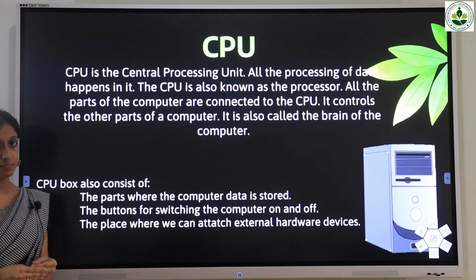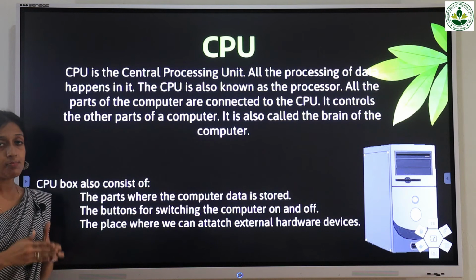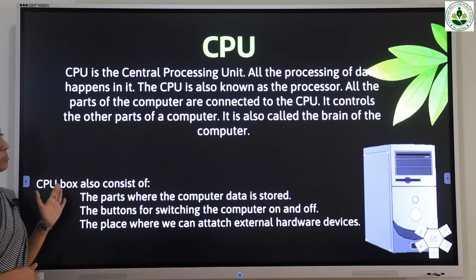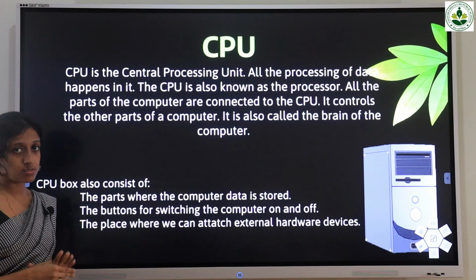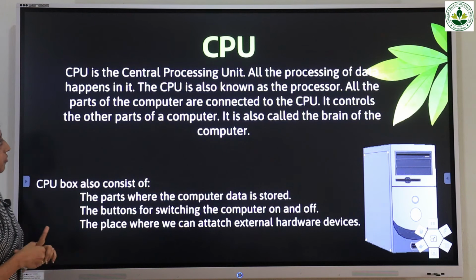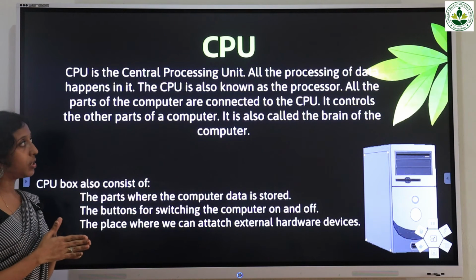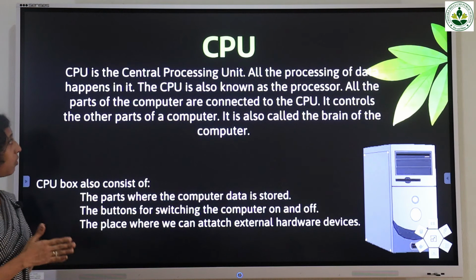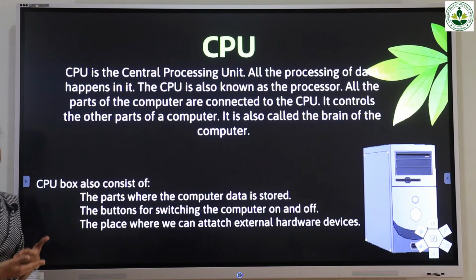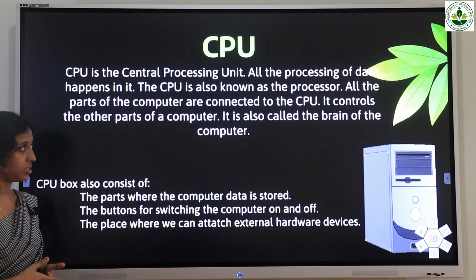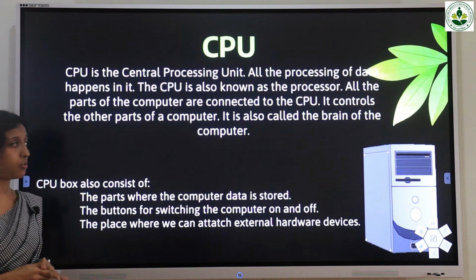Next one is the CPU. CPU means Central Processing Unit. All the processing of data happens inside the CPU. The CPU is also known as the processor. All the parts of the computer are connected to the CPU. It controls the other parts of a computer. It is also called the brain of the computer.